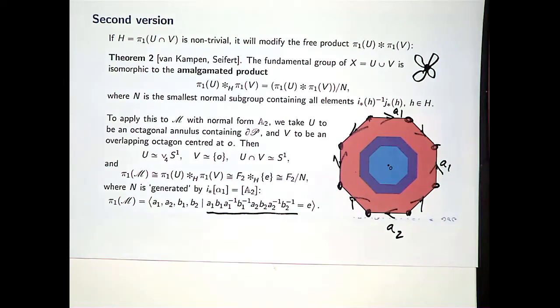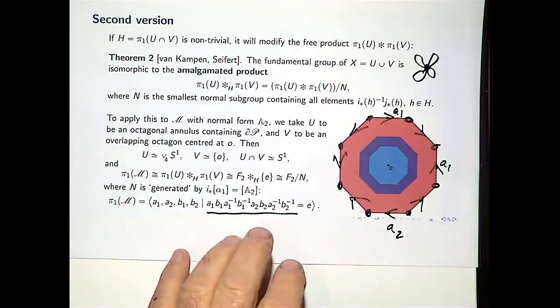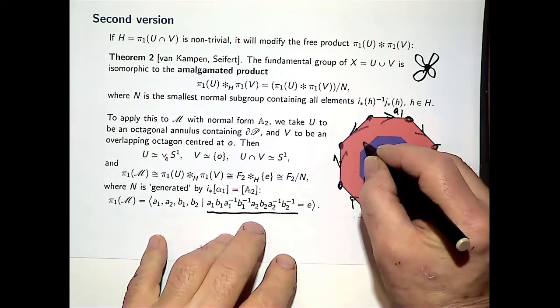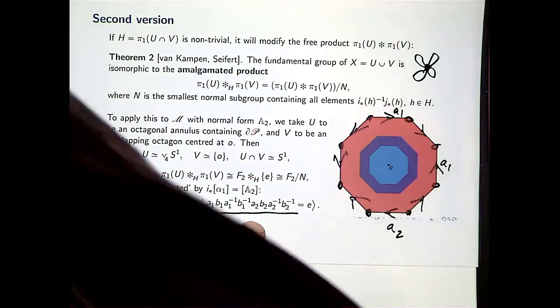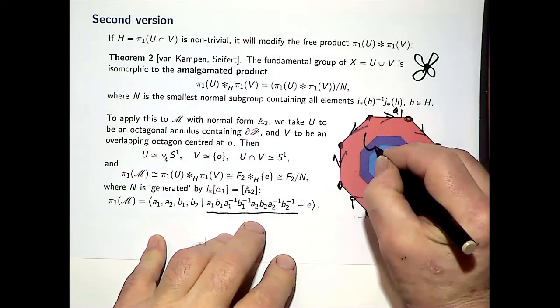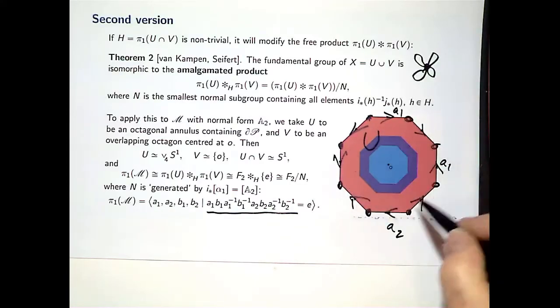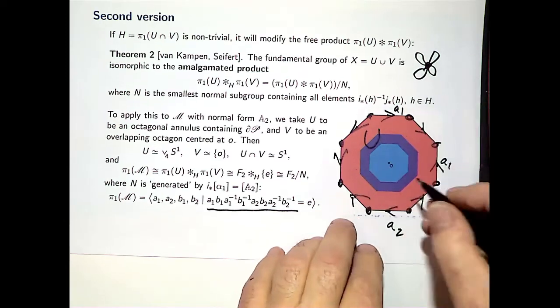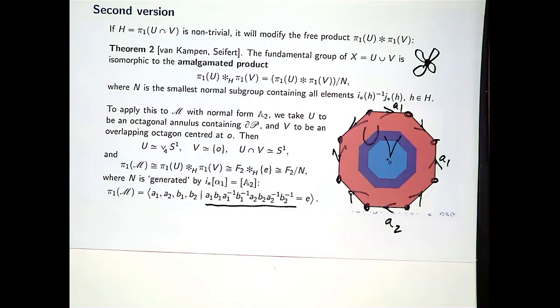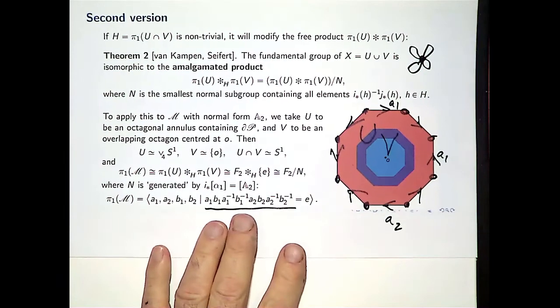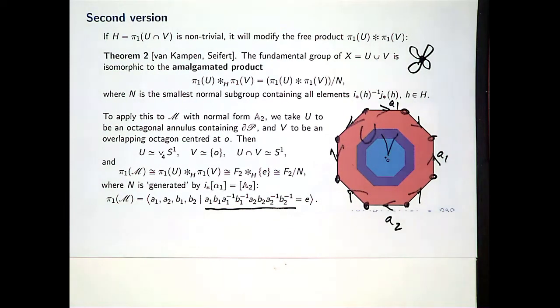So what I've done in this, to apply Van Kampen's theorem, is I've taken U to be the annulus. You see, purple is meant to be blue plus red. So you've got the red annulus that includes the purple annulus, and we've got the blue disk, which includes the purple as well. Okay, so V is the blue disk that includes the origin and goes up to here. The intersection of U and V is the purple annulus.